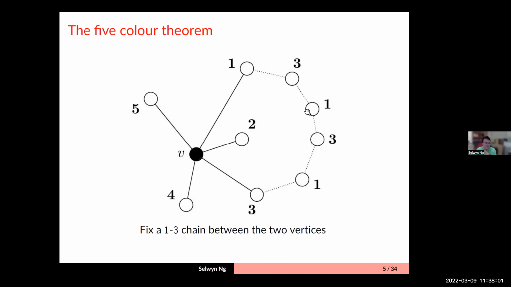Now, of course, the bad case is if you can find such a chain that starts with 1 and ends with 3. In this case, if you reverse the colors of 1 and 3, that doesn't do anything for you, because 1 and 3 will just be reversed here. But then, because you fix a plane drawing of this graph, you start in 4 and consider the 4-2 chain that cannot actually connect to the 2 here. So now you reverse 4 and 2, which will free up the color 4 from the neighbors of V, which you can then use to color V. So it's a very similar argument to the one originally used in the failed proof of the 4-color theorem.